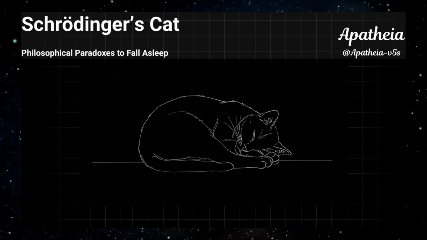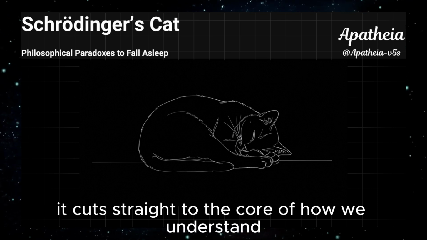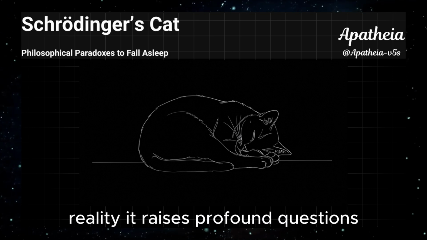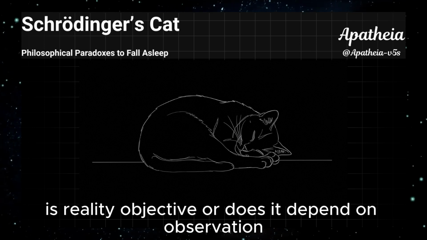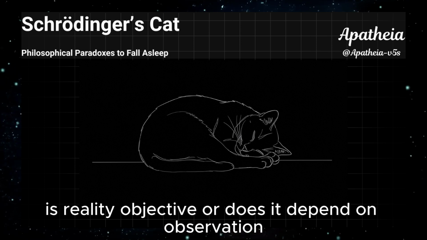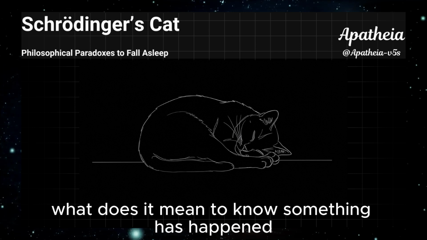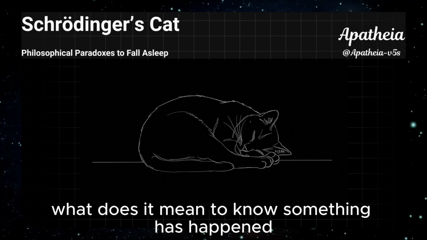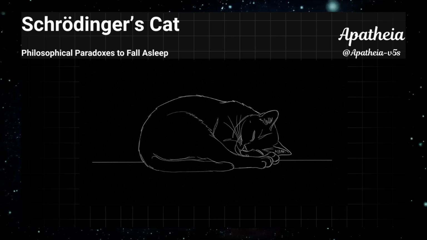Why it matters? Schrödinger's cat isn't just a quirky thought experiment. It cuts straight to the core of how we understand reality. It raises profound questions. Is reality objective, or does it depend on observation? Can two contradictory states exist at once? What does it mean to know something has happened? And it highlights the discomfort many scientists feel with the current theories.